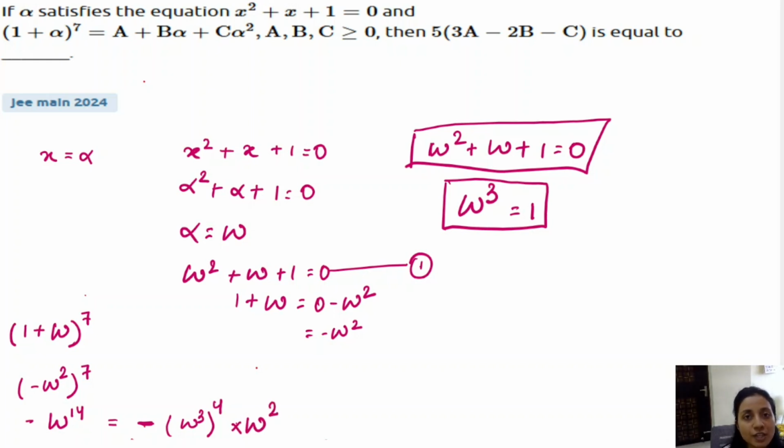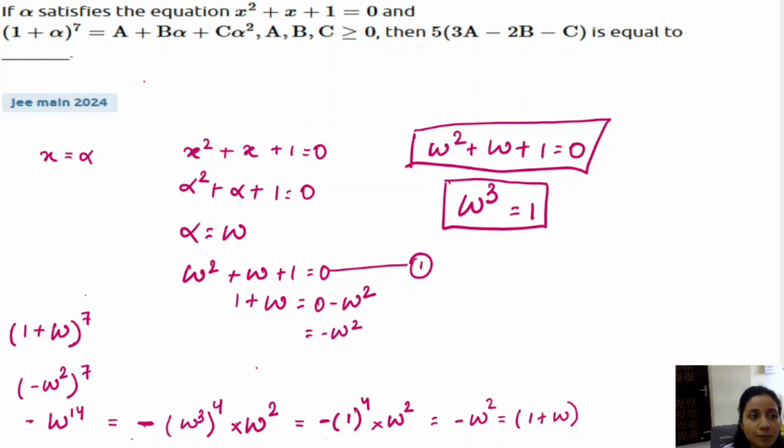We are using the rule of exponents over here. Okay, now let's put the value of omega cube, that is just 1. So 1 to the power 4 into omega square, and that is just minus omega square coming. Okay, this minus omega square we can write as, again from equation number 1 or from the formula which we already know, 1 plus omega. So basically this 1 plus omega to the power 7 which we had initially got simplified, and we have just 1 plus omega.